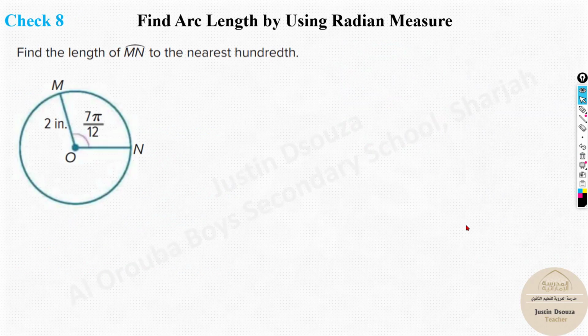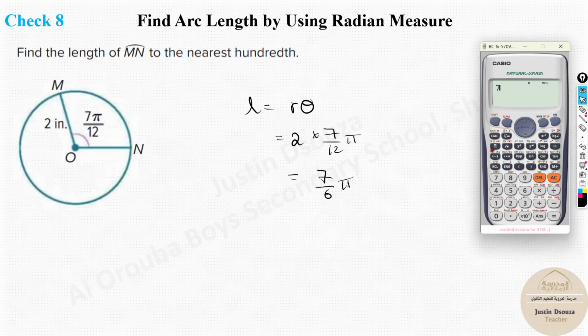Please do try this problem by yourselves. This is again the same one. The formula is r into theta, that is the arc length. Now we have 2 inches of radius and theta is given as 7 by 12 pi. So all you do is just multiply these two. It will be 7 by 6 pi. All you need to do is put 7/6 multiplied by pi.